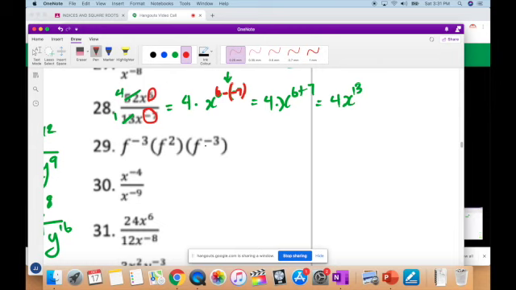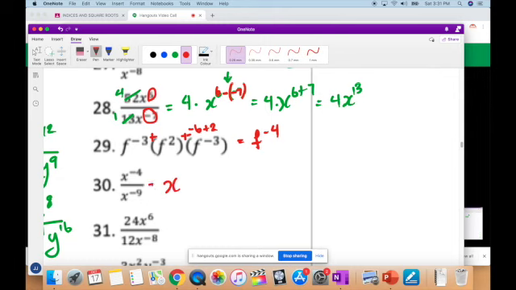Over here, you're just adding everything because everything is being multiplied, right? So everything is being added here. So I could add negative 3 plus negative 3. That is negative 6. So now I'll have negative 6 plus 2, which is f to the negative 4. Get that? Yes, sir. Nice.